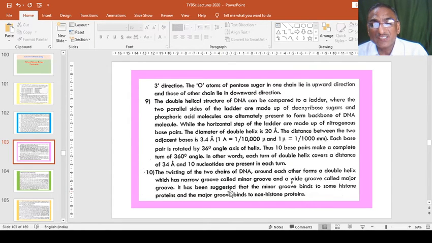It has been suggested that the minor groove binds to some histone proteins and the major groove binds to non-histone proteins. I mean, they are not histone group proteins, just simple proteins are there.